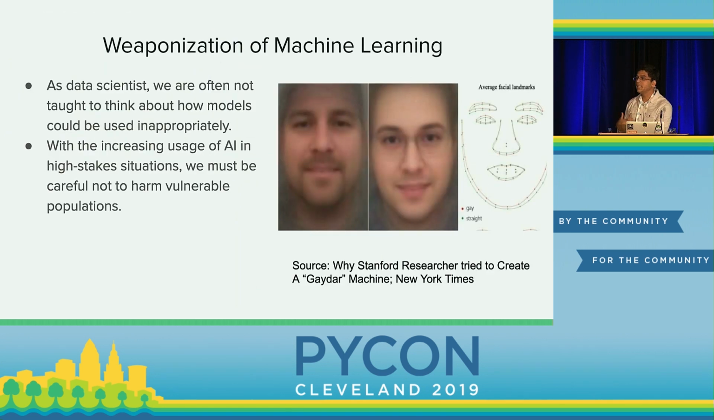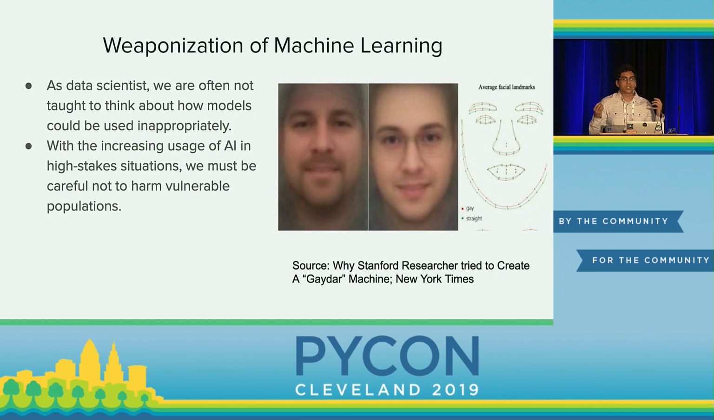Finally, where do we need to be? This last version is called the weaponization of machine learning. The key idea is that as data scientists, we're taught to train models and produce some metrics, but we don't really think about how our work can harm people or how it could be misused. There was this big story back in 2017.